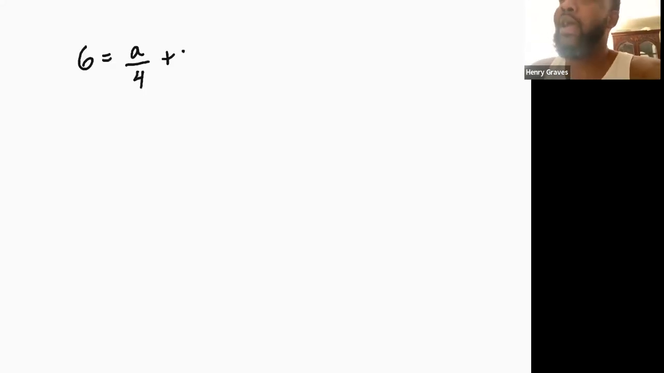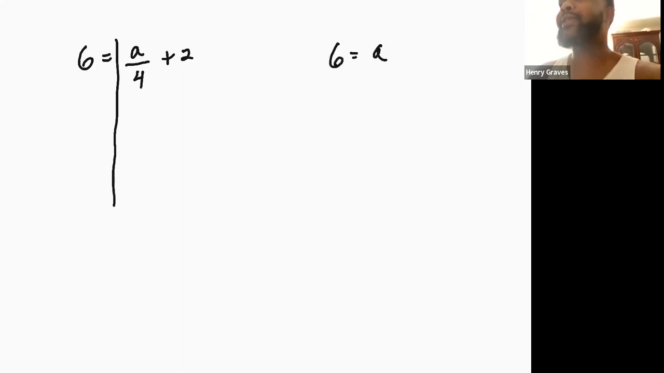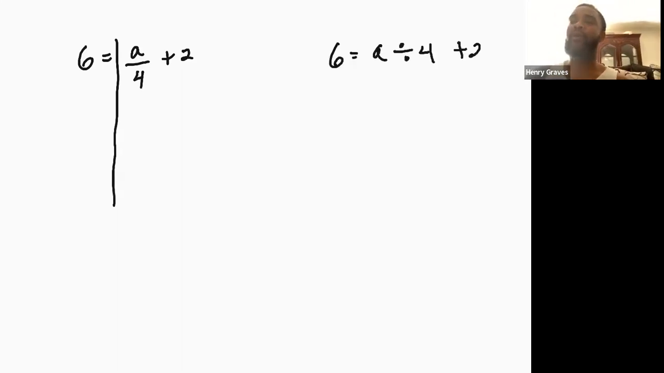Now, do not confuse this. This is the same thing as 6 equals a divided by 4 plus 2. Okay? It's the exact same thing as a divided by 4 plus 2, because there's a fraction, and fractions are the same as dividing. So I'm actually going to do both sides to illustrate how we're going to get the same answer.